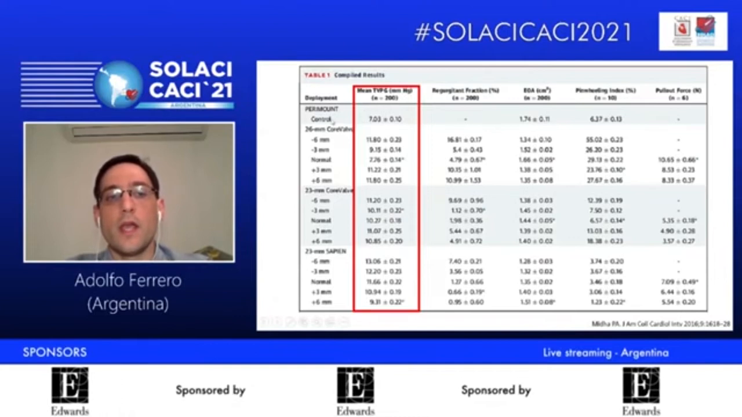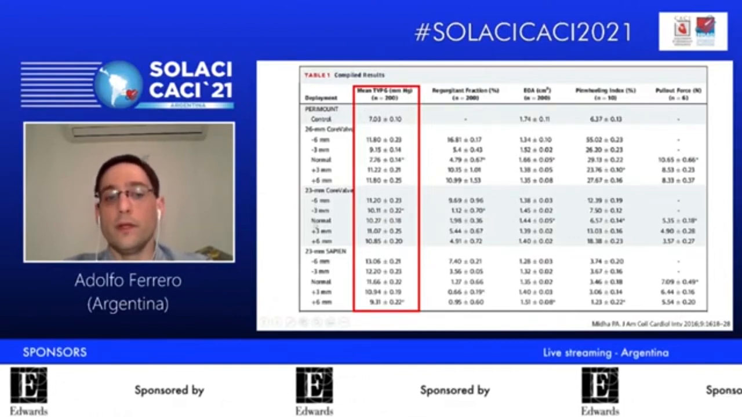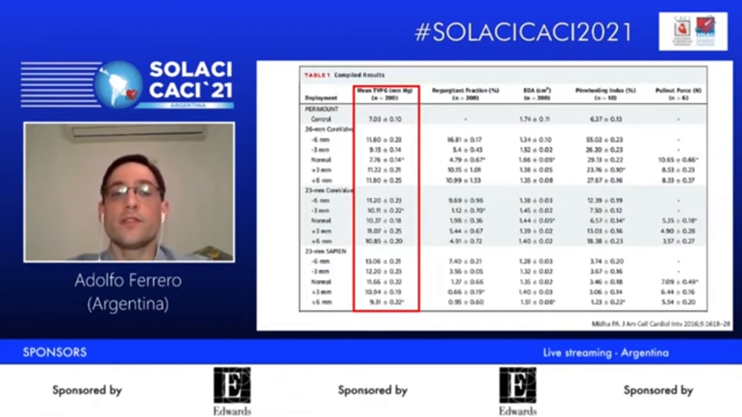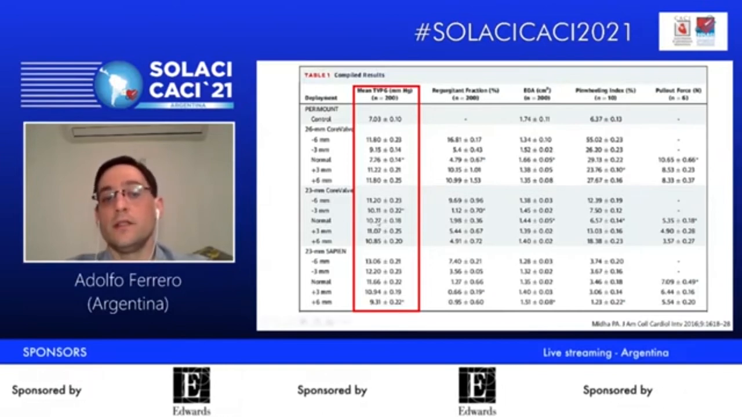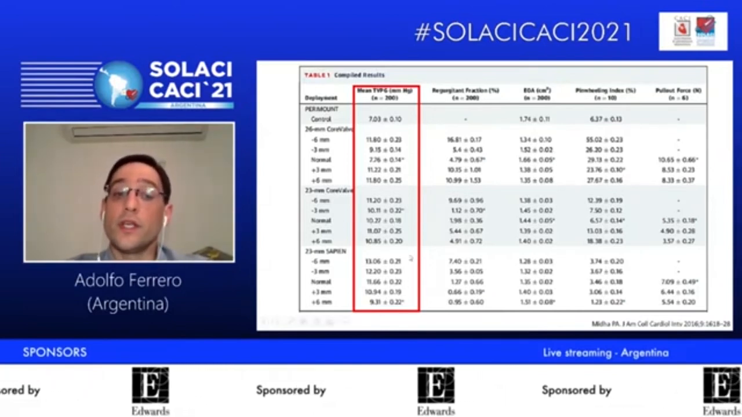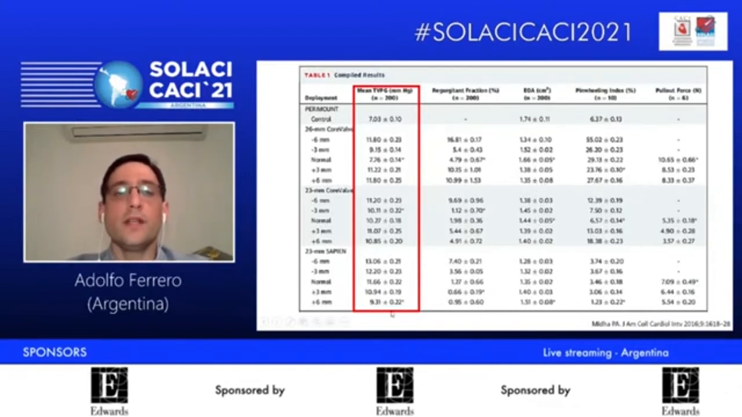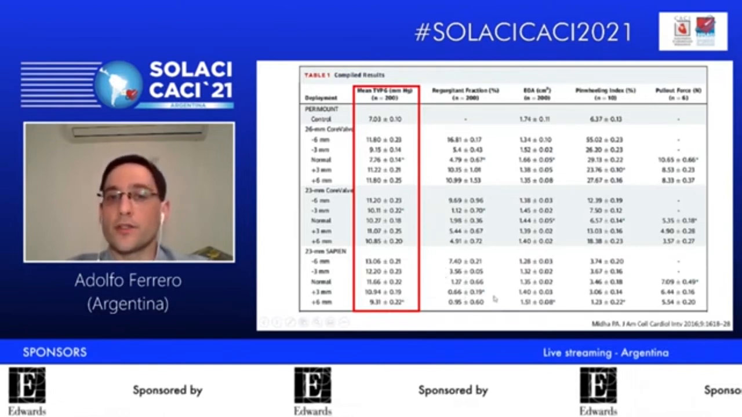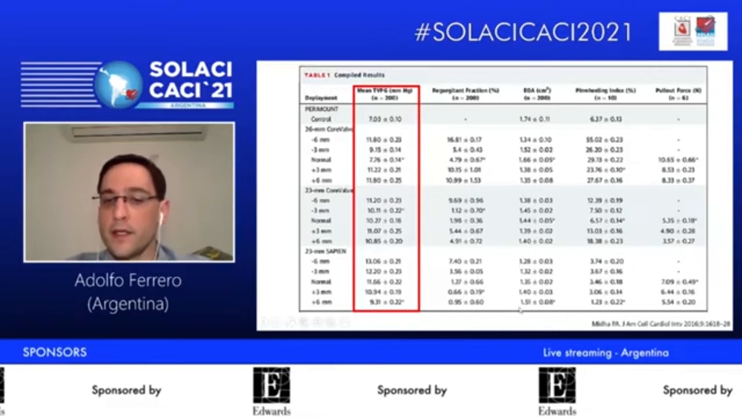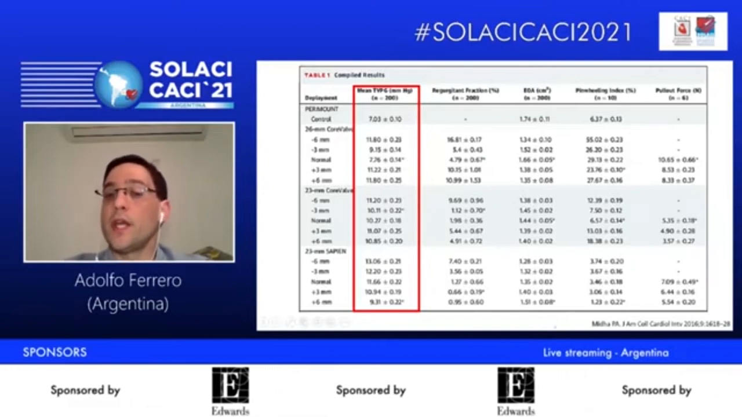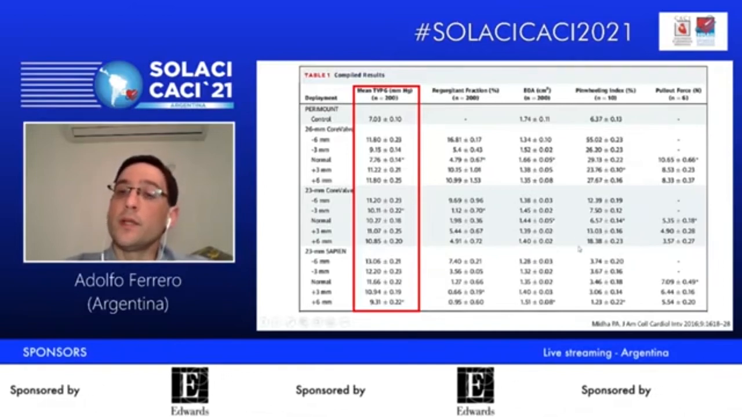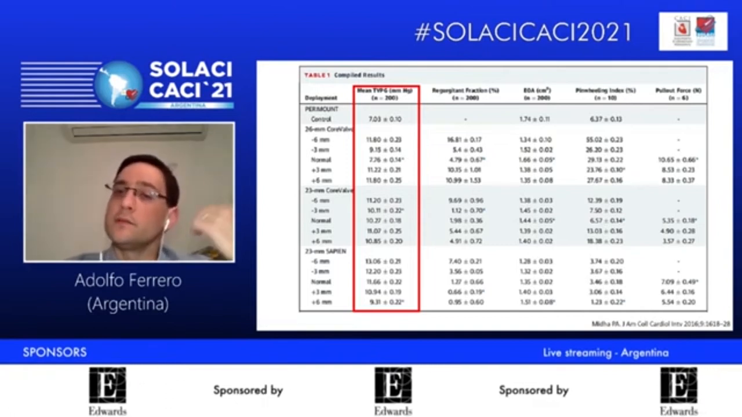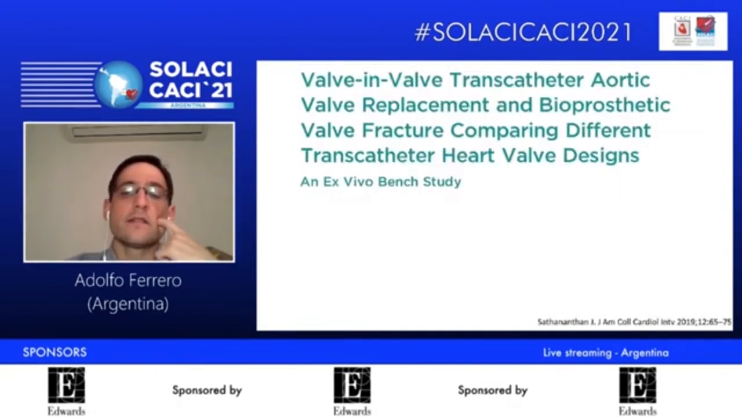And take a look at what is happening with the mean gradient. In the Corvalve, normally you get the more advantageous situation when it is normal, let's say at the level of the valve, but not with Edwards. In Edwards, the higher the implant, the less the gradient. The higher the implant, the less the regurgitation fraction. The higher the implant, the higher the effective orifice area, and also the less the pinwheeling index. So the higher the valve, the better it is.